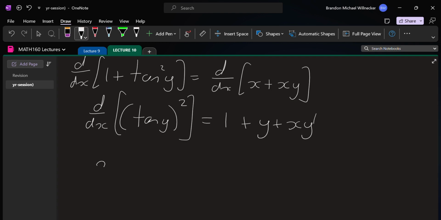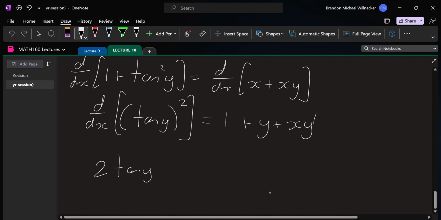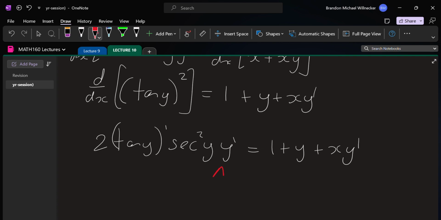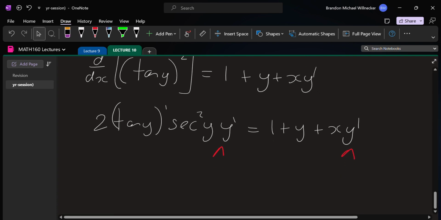Okay, so the derivative of tan squared, since we wrote it like this, it's a bit more clear of the composition. So we have tan on the inside, squared. So that's going to be 2 tan y to the 1, if you want to write it like that, times the derivative of tan, which is sec squared. Okay, and then y prime. And that's equal to 1 plus y plus xy prime.